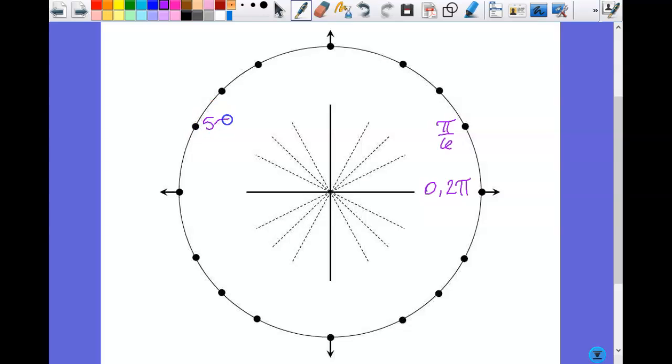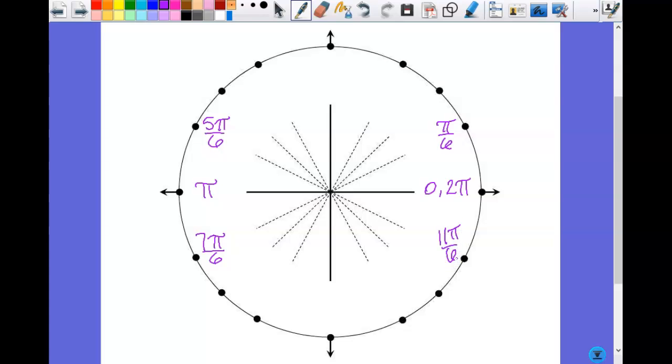5 pi over 6. Because if I go all the way to here, this is pi, right? So it's like 6 pi over 6, and I just back up 1. So this is my other pi 6 angle. What is it? 7 pi 6, because I just go forward 1, right? You back up 1, you go forward 1. Then my fourth quadrant pi 6 angle is what? 11 pi 6, because this would be 12 pi 6, and I back up, so I get 11 pi 6.